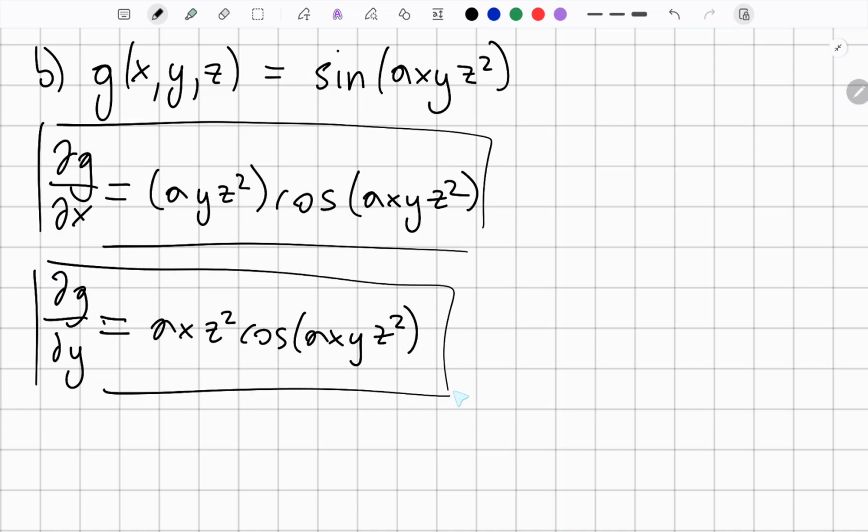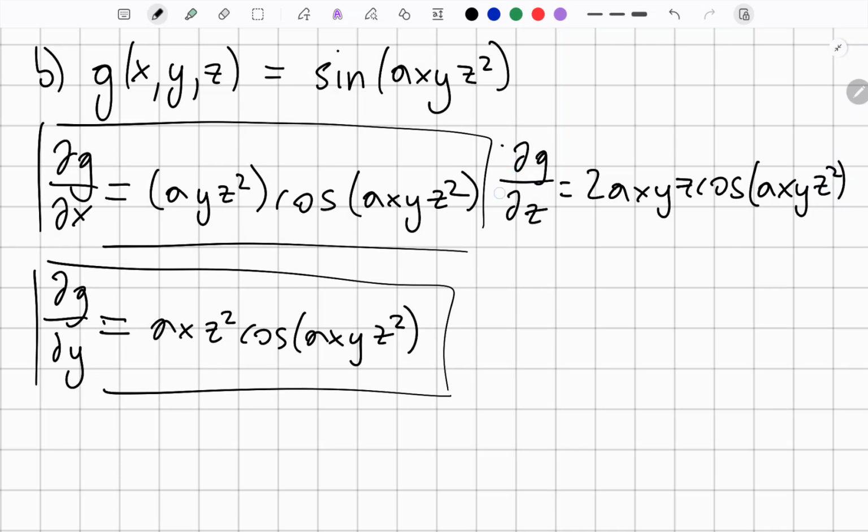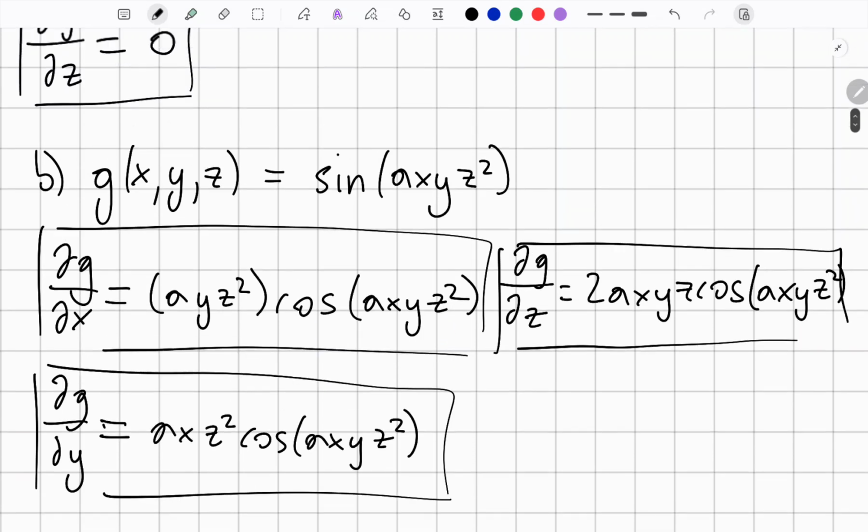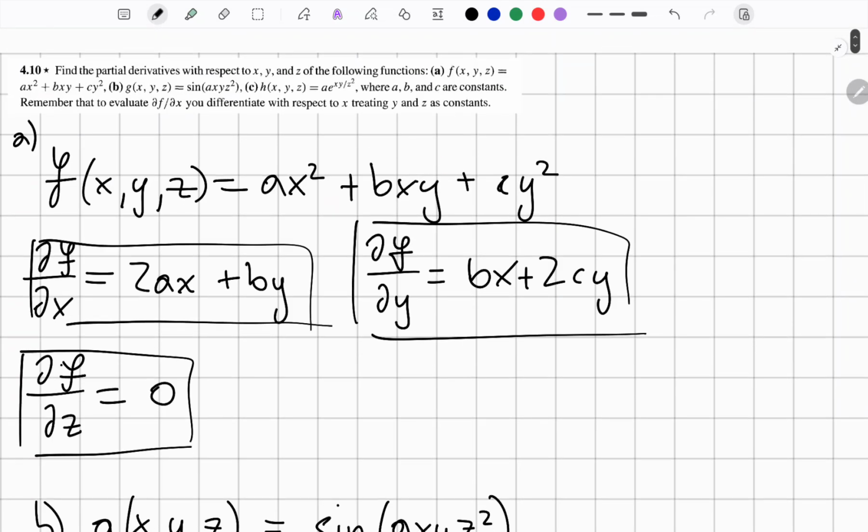And our derivative with respect to z is going to be 2axyz cosine of axyz squared. If you've seen this stuff before, this may seem fairly straightforward, but it is a good review, as you will use the gradient of the potential energy to model the force.